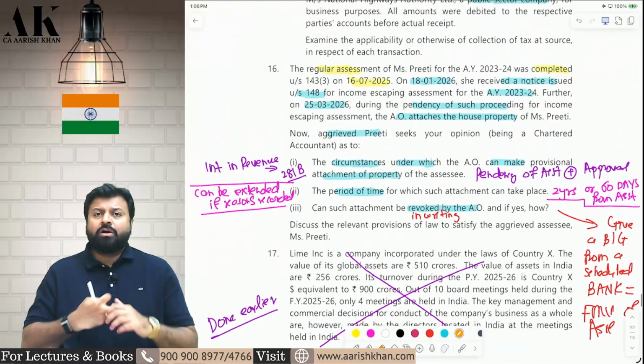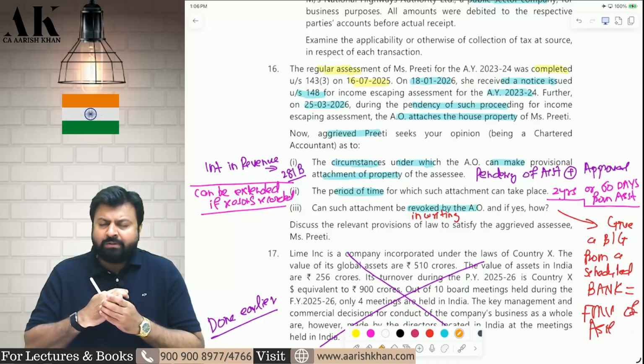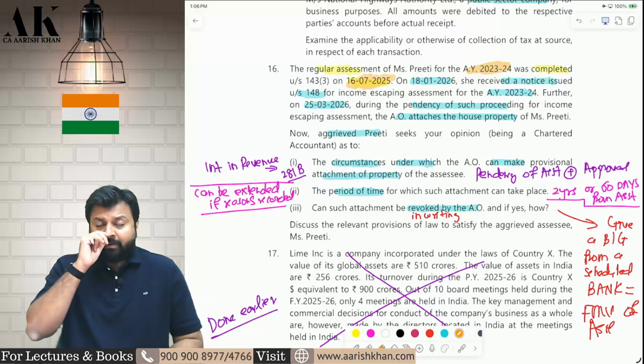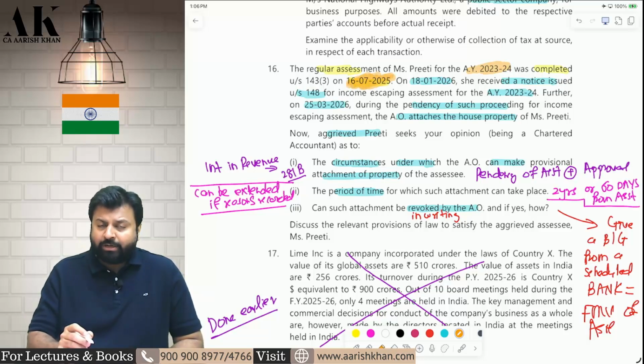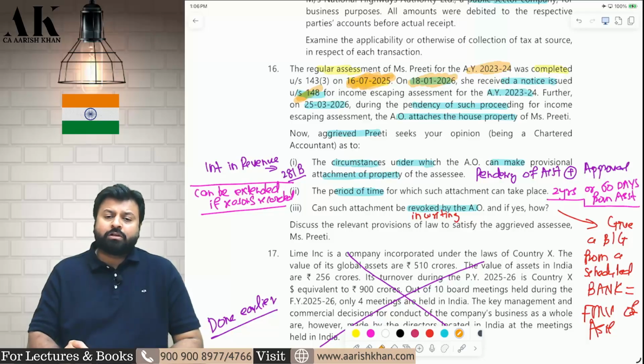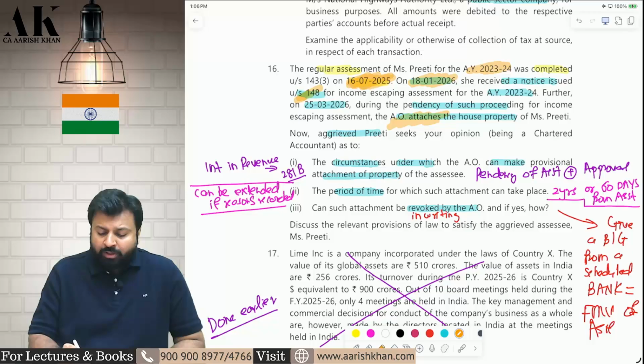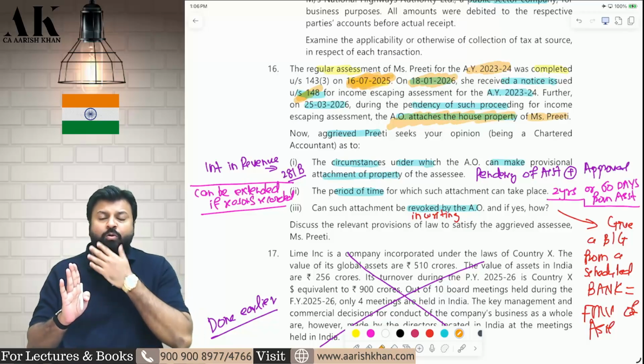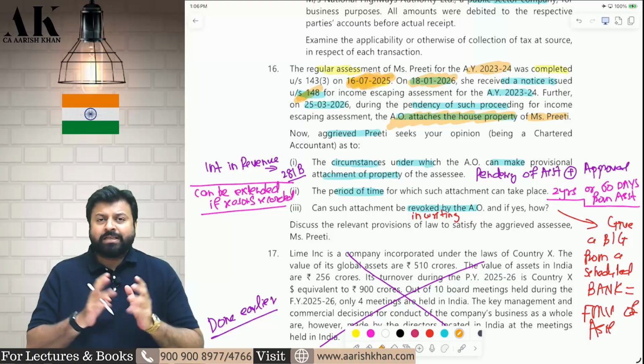Next question is on provisional attachment. Let's try to understand what this question is all about. First of all, the regular assessment for AY 2023-24 of the assessee was completed on 16th of July 2025. Okay, regular assessment completed. Then the income escaping assessment notice has come on 18th of January 2026. During the income escaping assessment, the AO wants to attach the house property of Miss Preeti. So the AO wants to make a provisional attachment under section 281B.